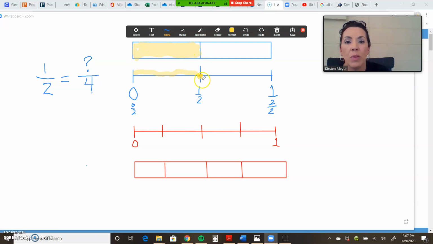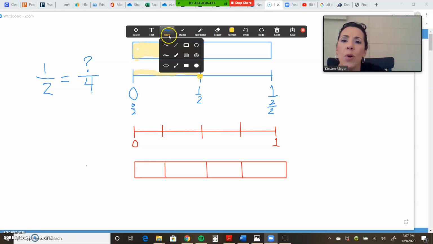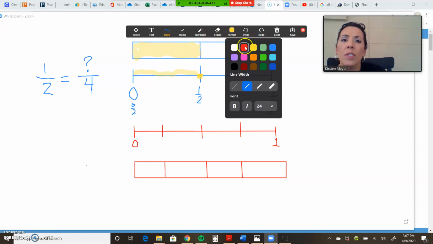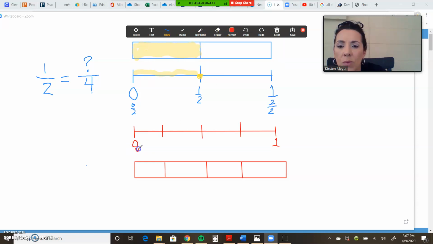So what I want to try to figure out now is, from here to here on my number line, we said matched up with our model, and that was 1/2. So I need to know how many fourths that is. The first thing I want to do is label. So this would be 0 fourths. And then I would have 1 hop, so I'd have 1 fourth. And then another hop would be 2 fourths. And then 3 fourths. Sorry for my messy writing.